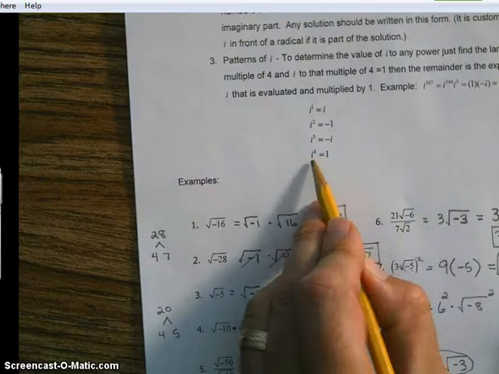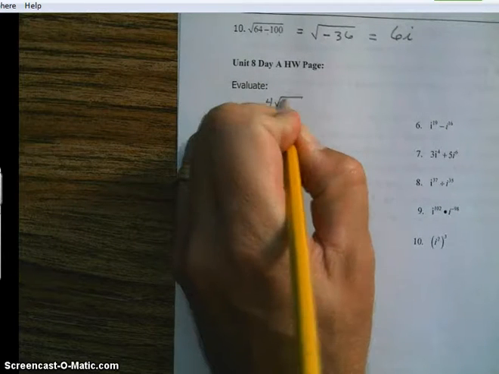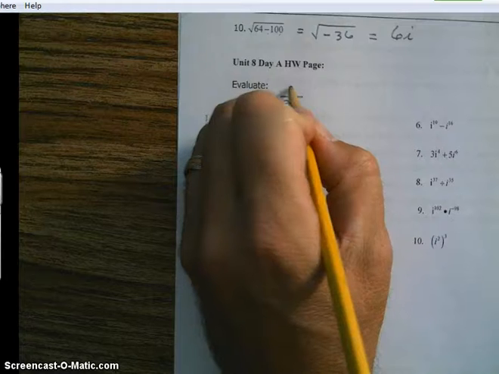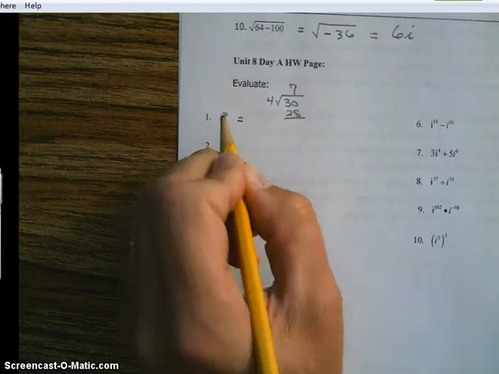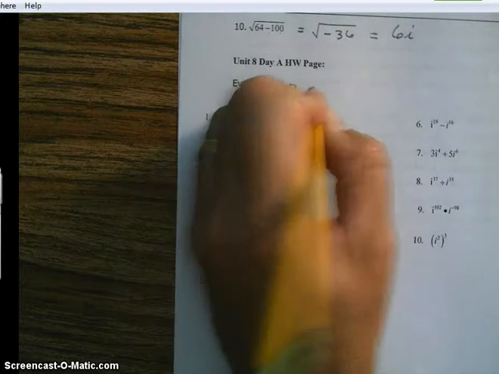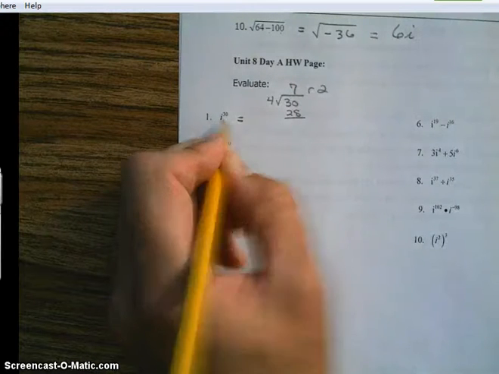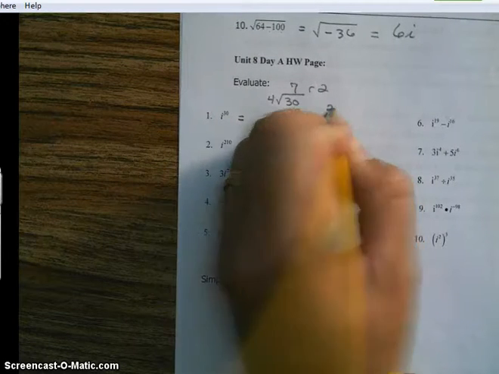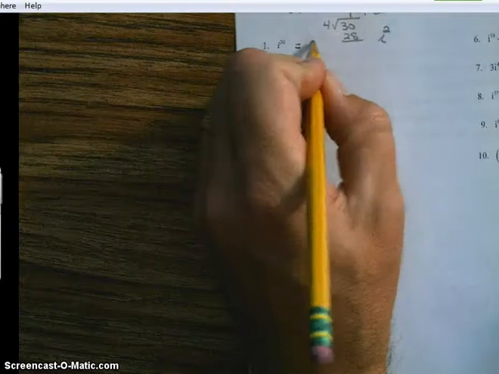What to keep in mind is i to the 4th power is 1. So what you need to do is, we have how many 4s here? So we do 4 into 30. 4 goes into 30 7 times, so that gives us 28. We can take away 28 here. We have a remainder of 2. So what we're really figuring out here is i squared. And i squared is negative 1. So the answer is negative 1.